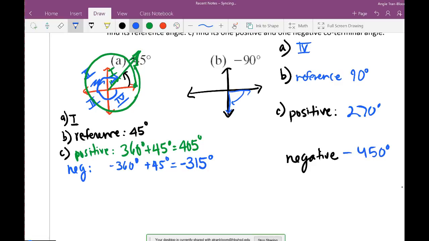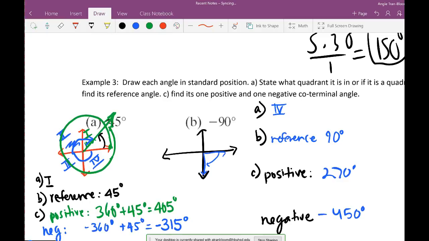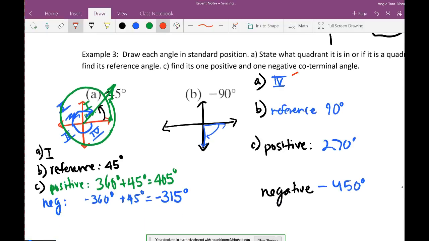Okay, are those okay? Let's compare. Let's talk about the drawing. The drawing's okay, right? How about the quadrant? Did it end in quadrant 4? Did it end in quadrant 3? So according to your directions, if it doesn't fit in one of the quadrants, what do we call it? A quadrant what? Angle. Okay. How about the reference angle? Is it okay to have a positive 90 degrees reference angle?